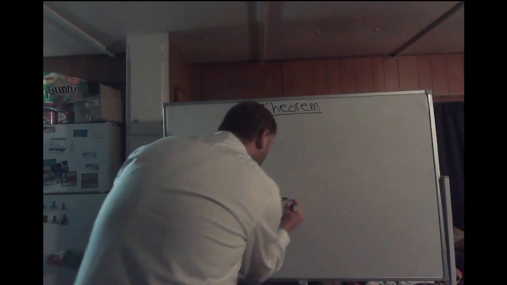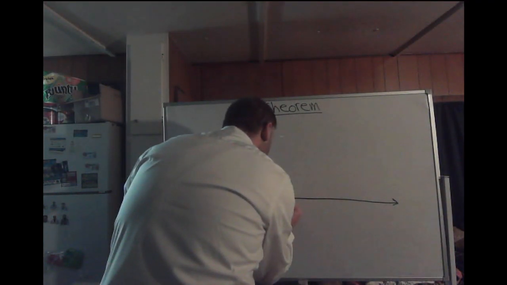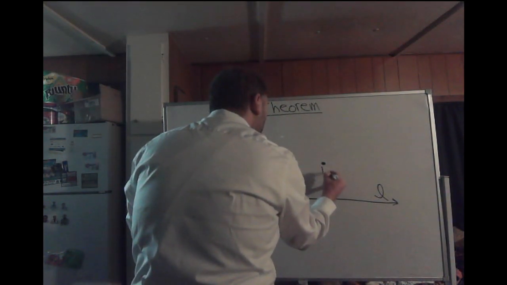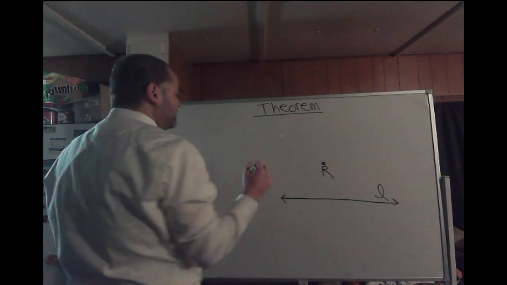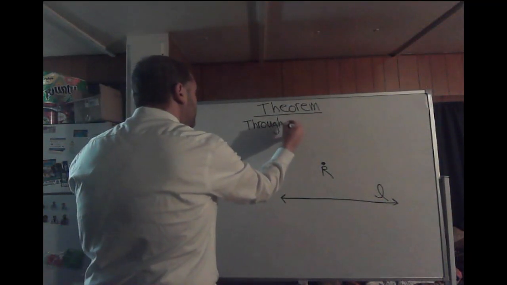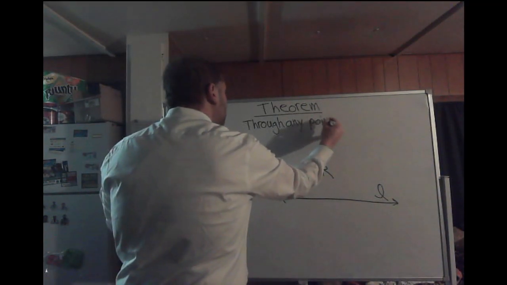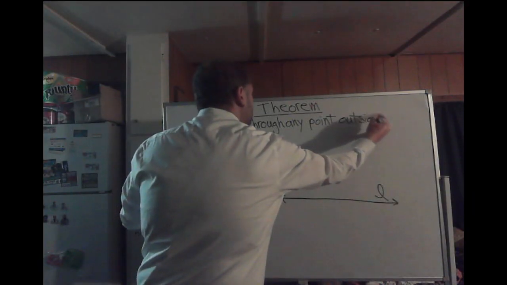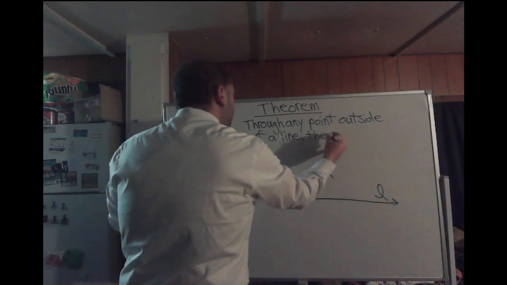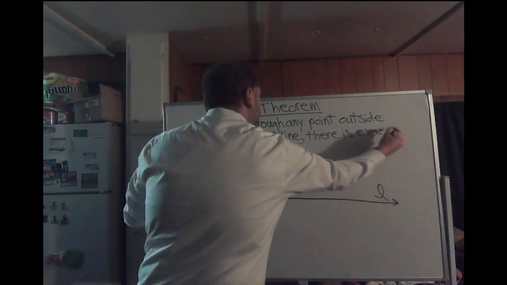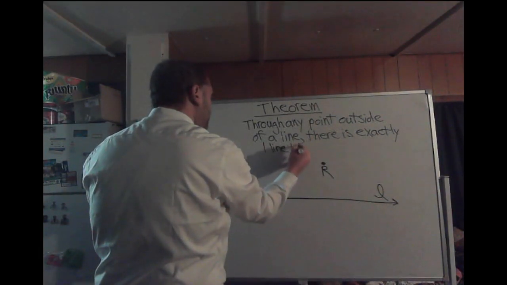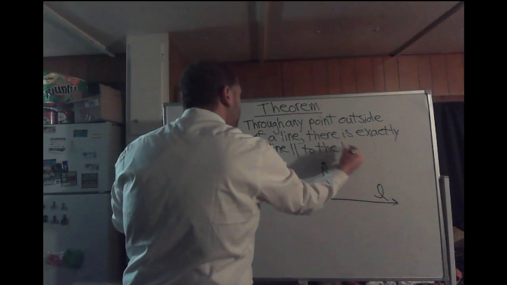Alright, let's draw our diagram here. This will be line L. Here I will have point R. This theorem states that through any point outside of a line, there is exactly one line parallel to the line.